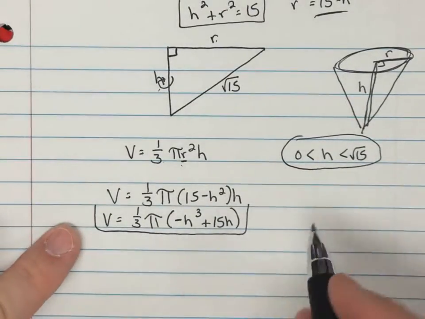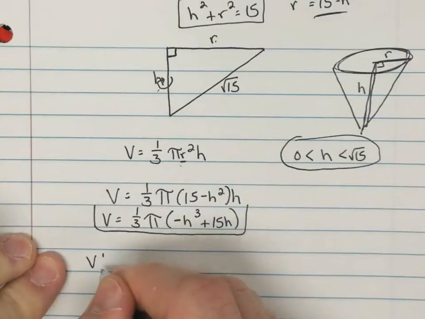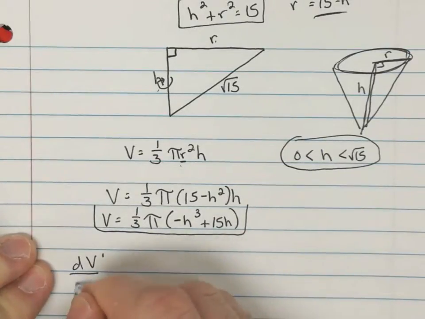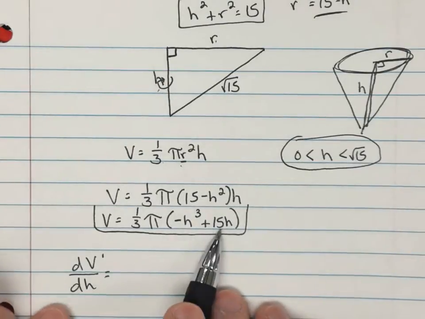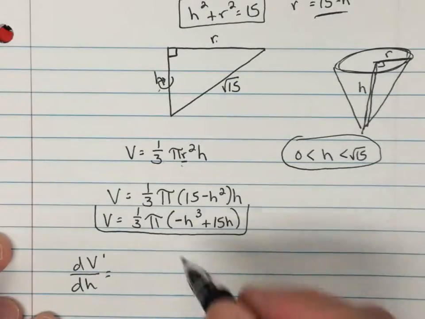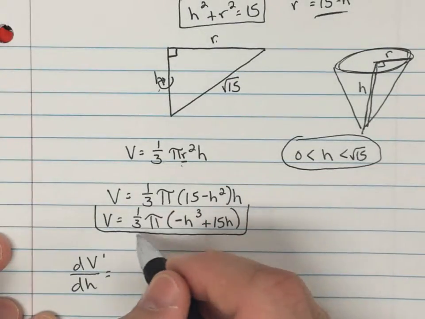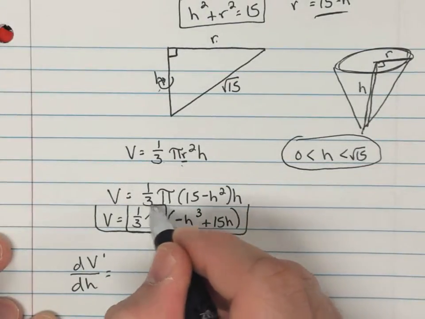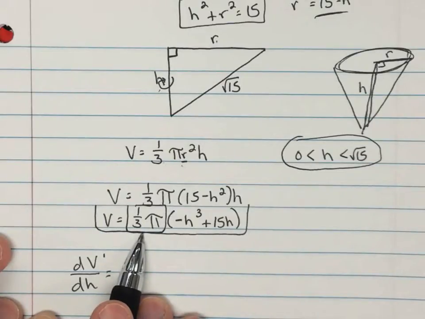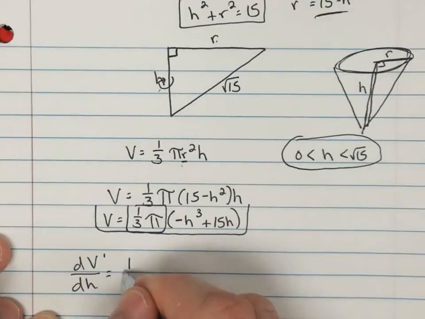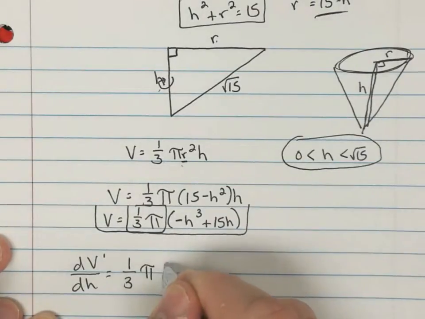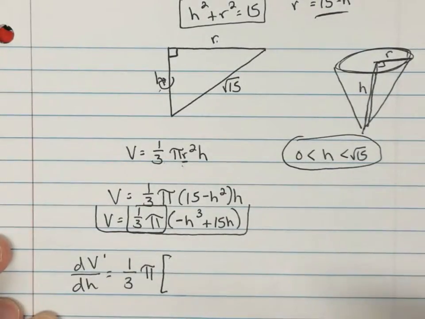Okay, since we're trying to maximize, let's find the derivative. I'm going to call it dV/dh again. Finding the derivative of the volume with respect to height, because that is our variable here. I want to remind you that anytime you have, this is simply a coefficient. You could distribute it out if you want to. I don't really want to. I just want to copy it down. 1/3 pi, and then put some parentheses.